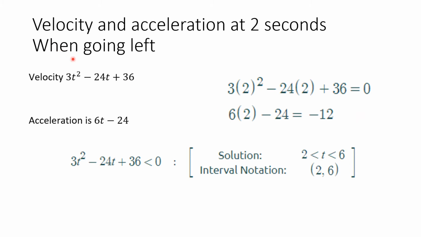The next question asks, when is the particle going left? The particle is going left whenever the velocity is negative. You solve this by factoring and doing test points, and the solution is between 2 and 6 seconds. It is going left.